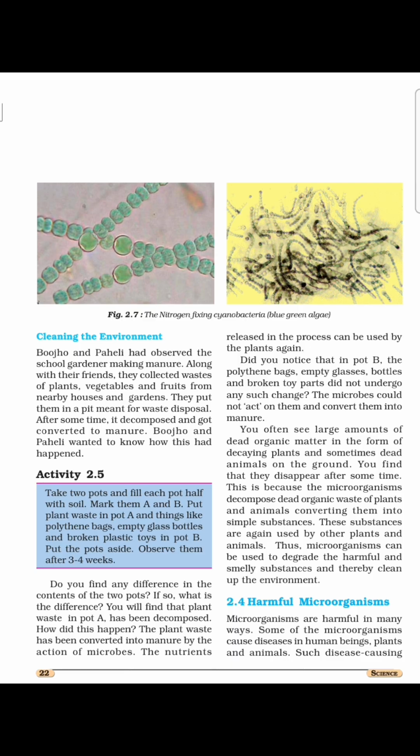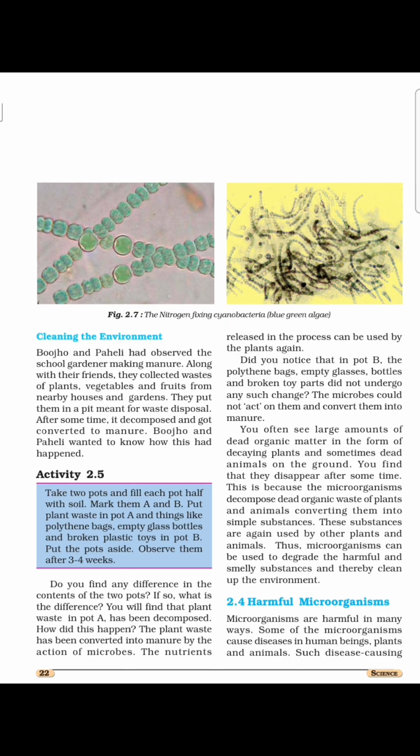Bujo and Pelli, the two school students, observed their gardens making manure, and they collected various types of plant waste, vegetables and fruits from nearby homes and gardens. This waste was then placed into a pit for disposal. After some time, it was transformed into manure. They wanted to understand how this transformation occurred.